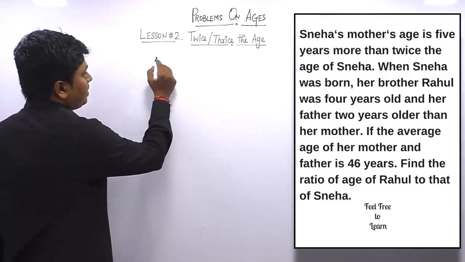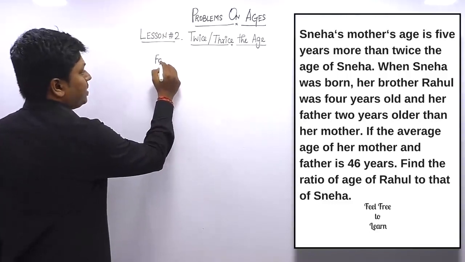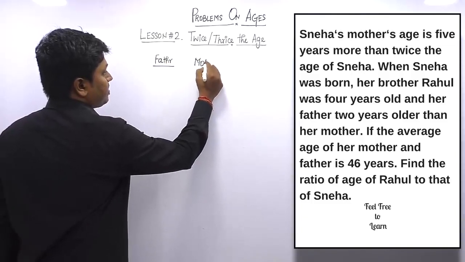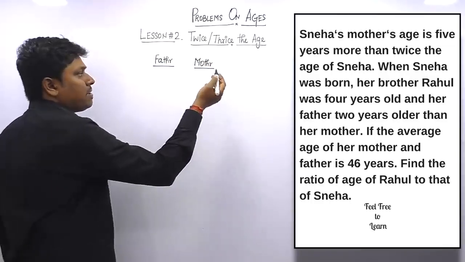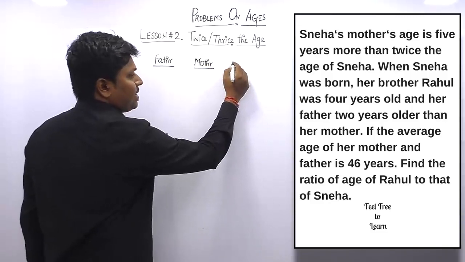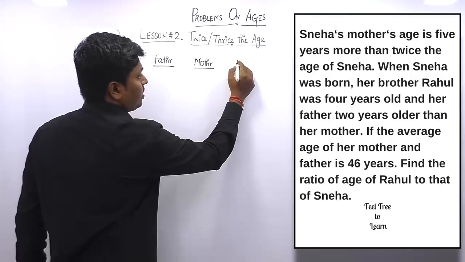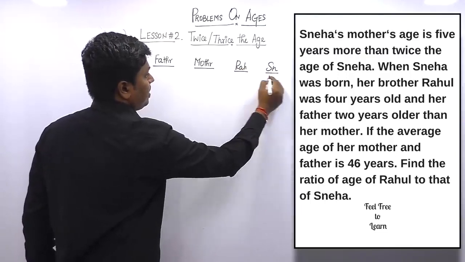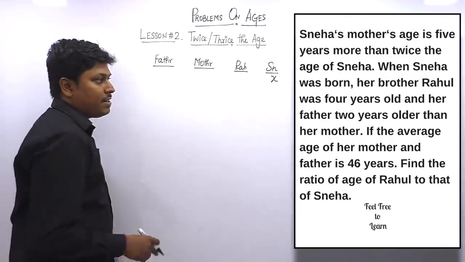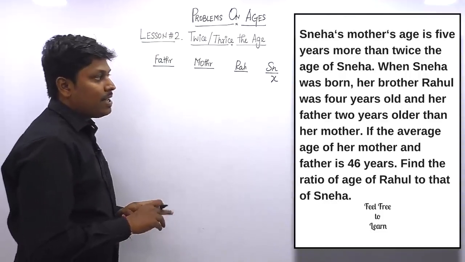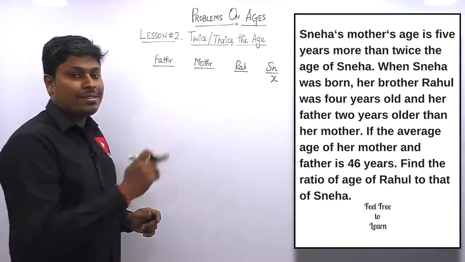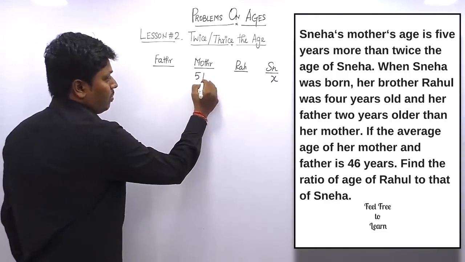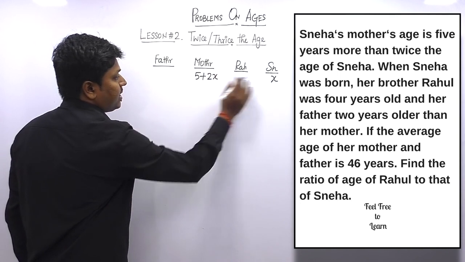So let me do one thing. We can take father. Second is mother, that is Sneha's mother. They are comparing every person with Sneha, right? And also Sneha's brother called Rahul. So Rahul and also Sneha. Let me assume the age of Sneha is x, right? Initially Sneha's mother's age is 5 years more than twice the age of Sneha. So mother's age is 2x plus 5.